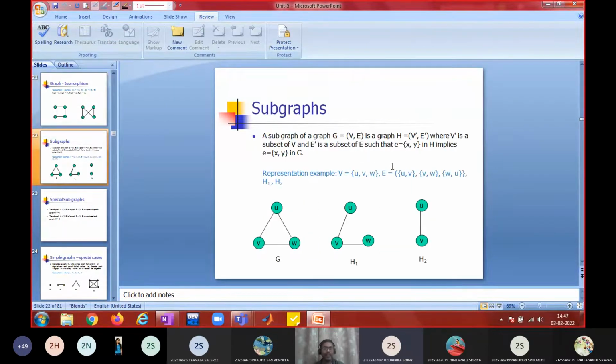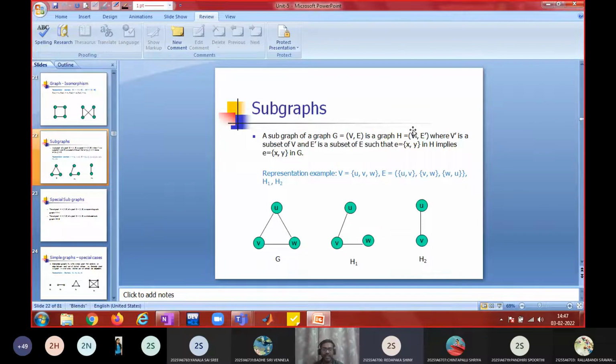Okay, so what do you mean by subgraph? You just delete some edges or some vertices. The resultant graph is a subgraph. That means when you delete some vertices, the resultant vertex set is a subset of the original. That means V dash will be a subset of V. And if you delete some edges, you can delete 0 edges also. That means every graph is a subgraph of itself.